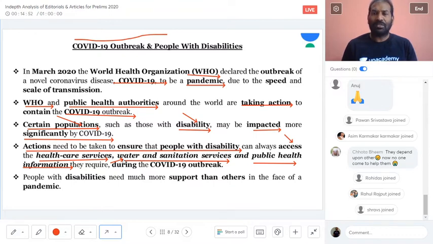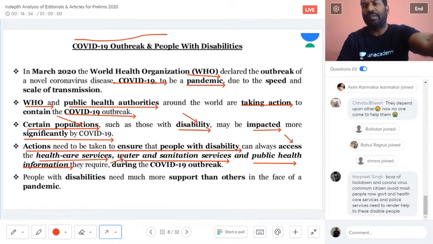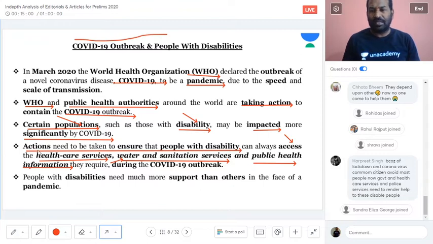We need to go ahead with providing the information to the people with disabilities. Chotabhim says that they depend upon others, and now no one comes to help. That is the concern. I was talking about the unique challenges, and I will also discuss all those challenges.